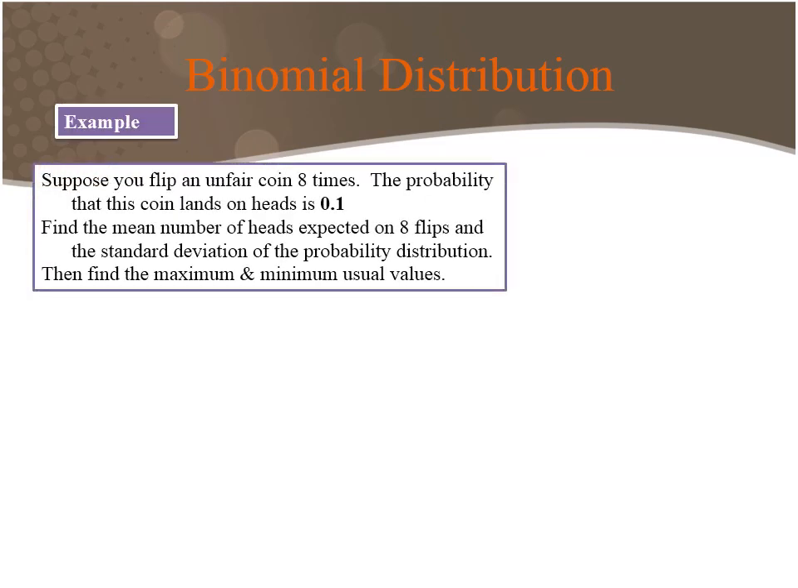Suppose we take a separate coin and change the probability of it landing on a head. So still an unfair coin, but we're going to have a lower probability of it landing on heads. And we're still going to flip it 8 times. So this is still going to result in a binomial distribution. Again, let's calculate the mean number of heads. In this case, 8 times 0.1.